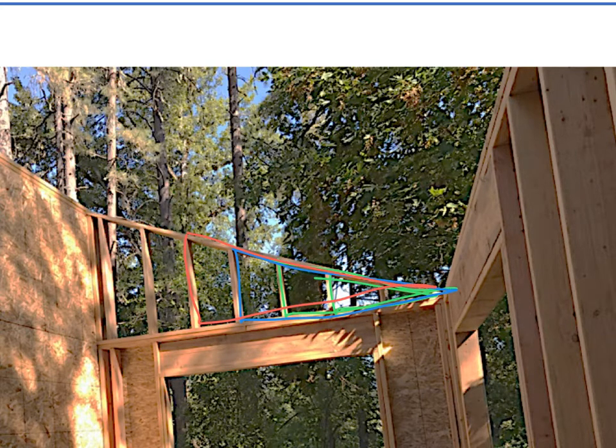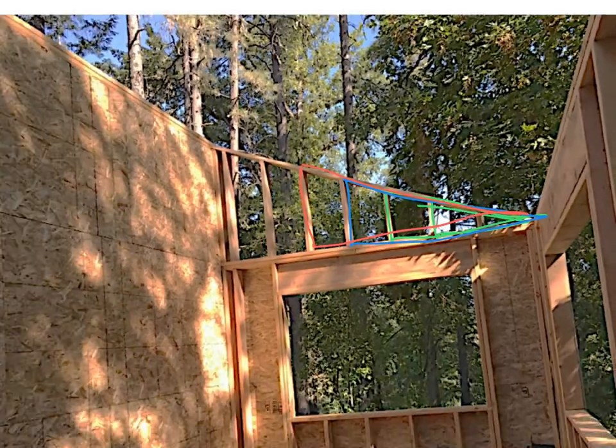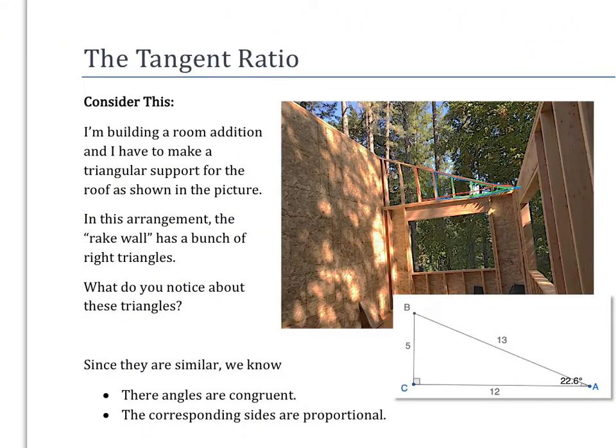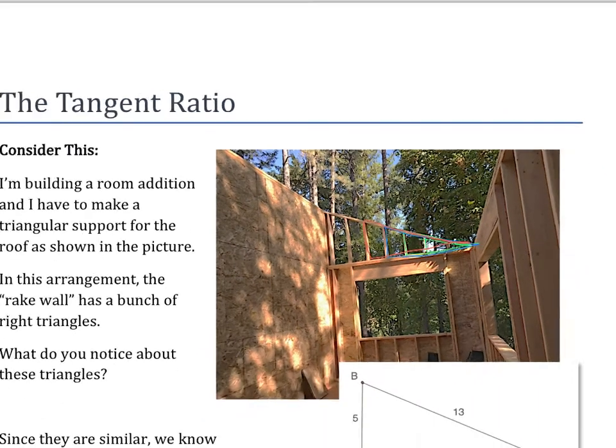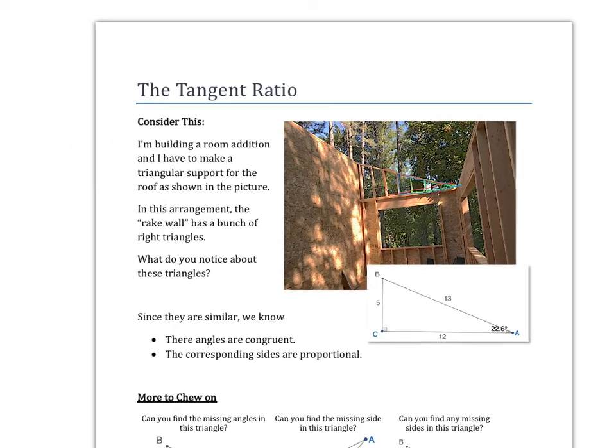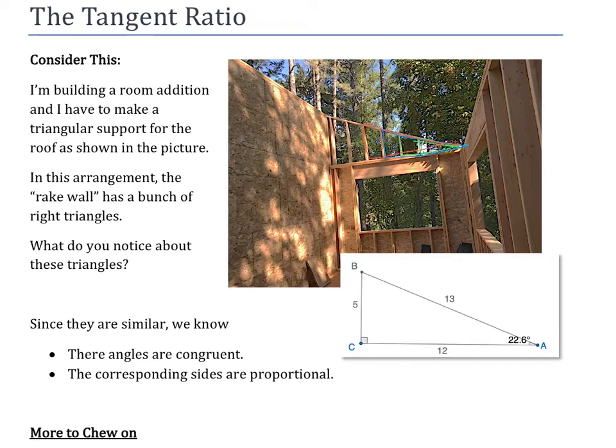What do you notice about all these things? Well, they're all similar triangles. Okay? So they all are right triangles, of course. I just said that. And they all have the same angle down here. So angle, angle, if you remember, that makes triangles similar. So these triangles are all similar. And what do we know about similar triangles? We've studied two things. We know that the angles are congruent and the sides are proportional.